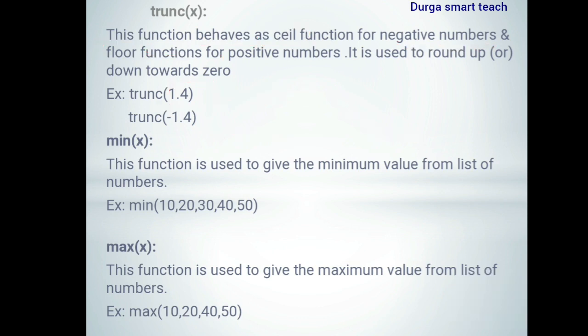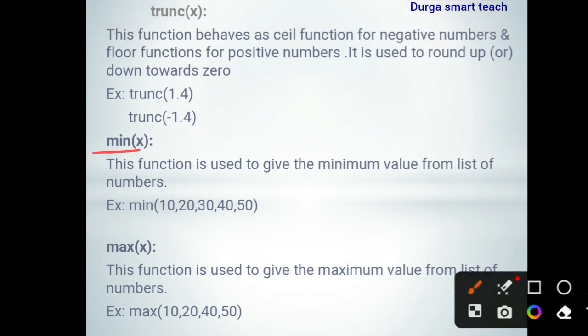Next one is the min function. The min function is used to give the minimum value from a list of elements. So if you want to find the minimum value, the smallest value among the elements, you need to use the min function. So the min function will return the minimum value, that is 10.